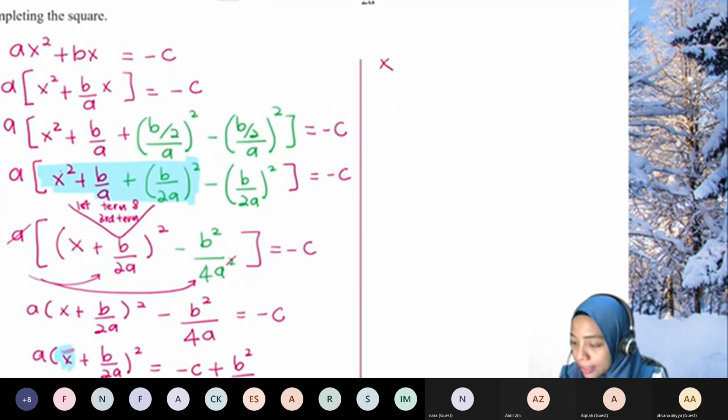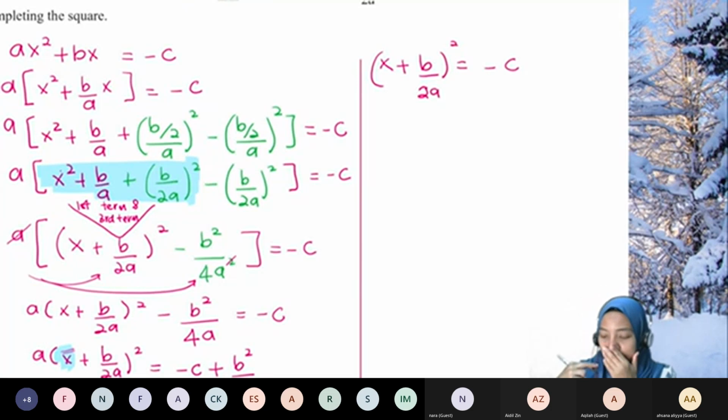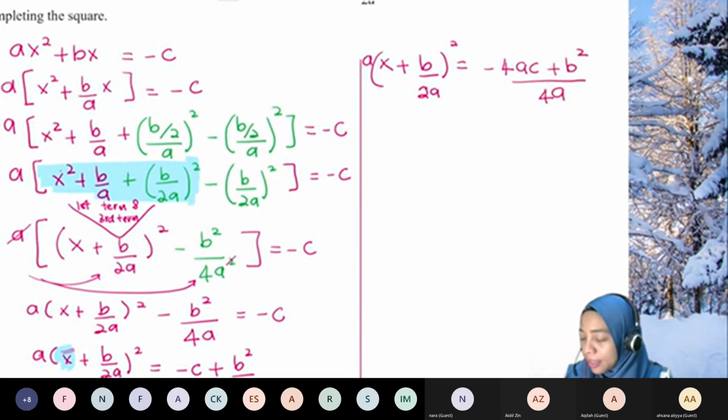We want X plus B over 2A squared equals negative C plus B squared. Okay, before I bring the A over, I make the denominators the same first to make it easier. Negative 4AC plus B squared. So cikgu shares the same denominator at the bottom here, it's easier. Instead of each one on its own, we share the same denominator.